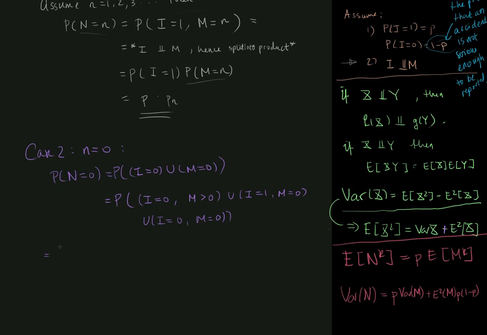So I can just take this as the probability of I equals 0 and m greater than 0, plus the probability that I is equal to 1 and m is equal to 0, plus the probability that I is equal to 0 and m is equal to 0. And that is just equal to the probability that I is equal to 0 multiplied by the probability that m is greater than 0. So this follows by independence, right? So I can split each of these joint probabilities up using independence of m and I.